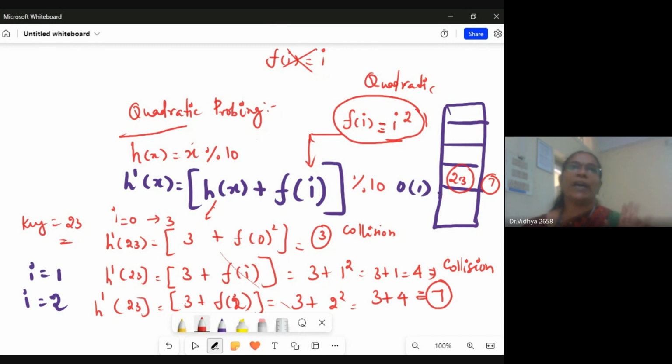So that's all about the hashing techniques. Are you all clear about this concept? Okay, thank you.